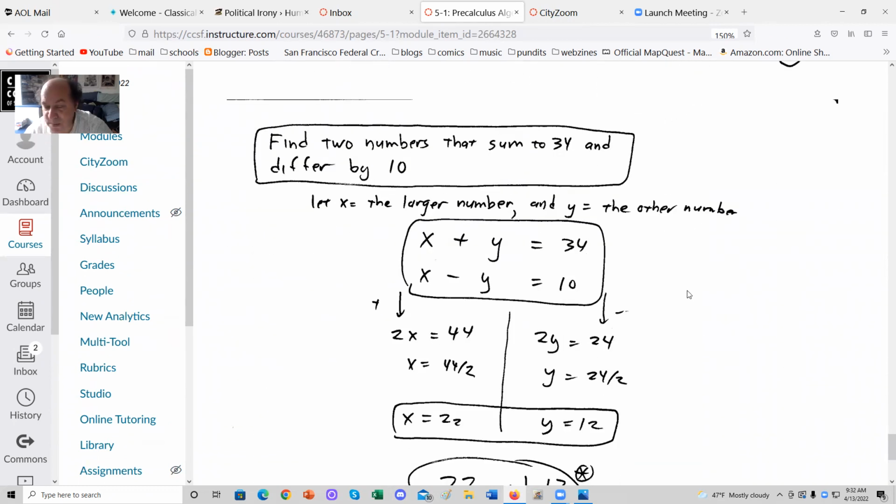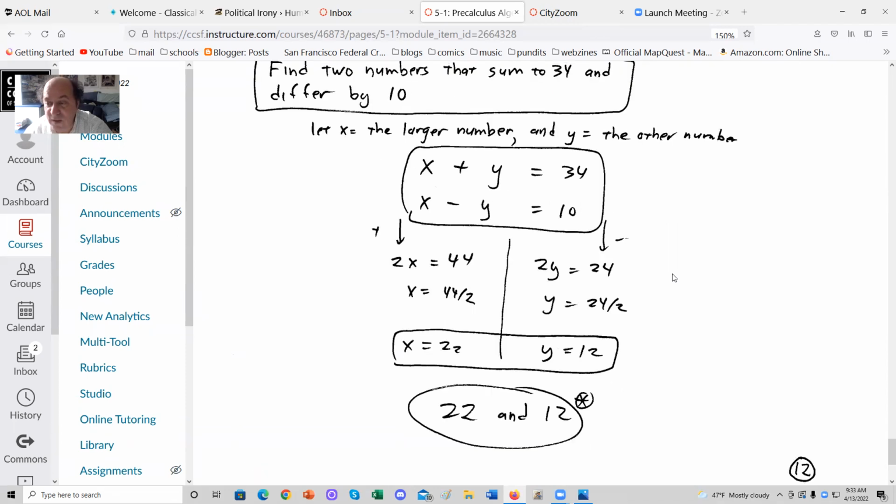Here we have a problem of the same sort we've already done several times. Find two numbers that sum to 34 and differ by 10. All right, a simple word problem. Let x be the larger number and y be the other number. The sum x plus y is 34. The difference, x minus y with the bigger number in front, is 10. So x plus y is 34, x minus y is 10.